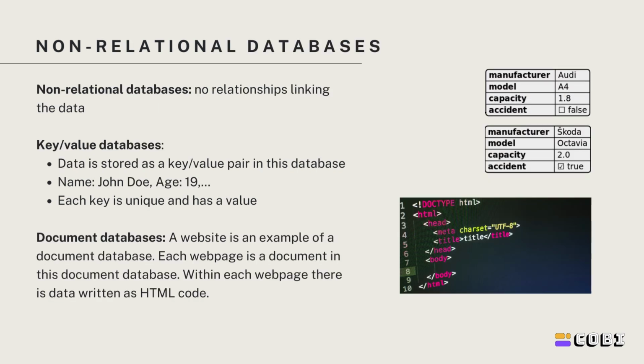Non-relational databases. There are no relationships linking the data. And there are two types. Key value databases. Data is stored as a key value pair in this database. For example, name and age. Name, John Doe, age 19. Each key is unique and has a value.